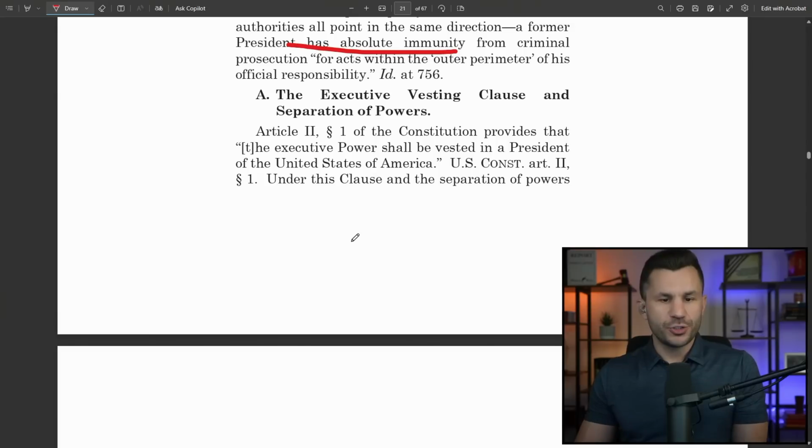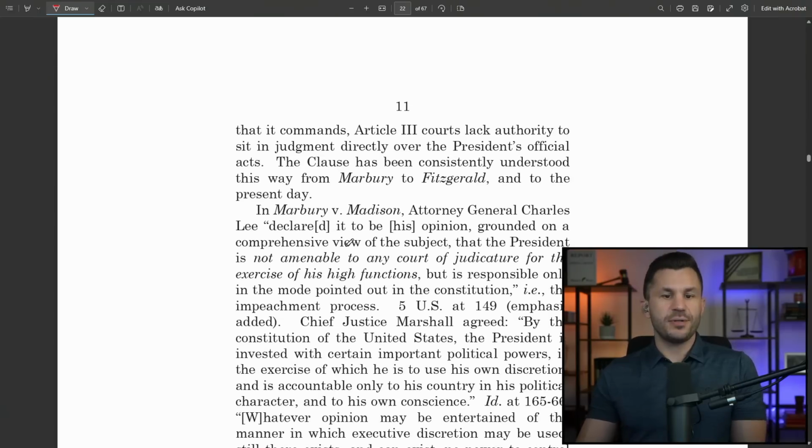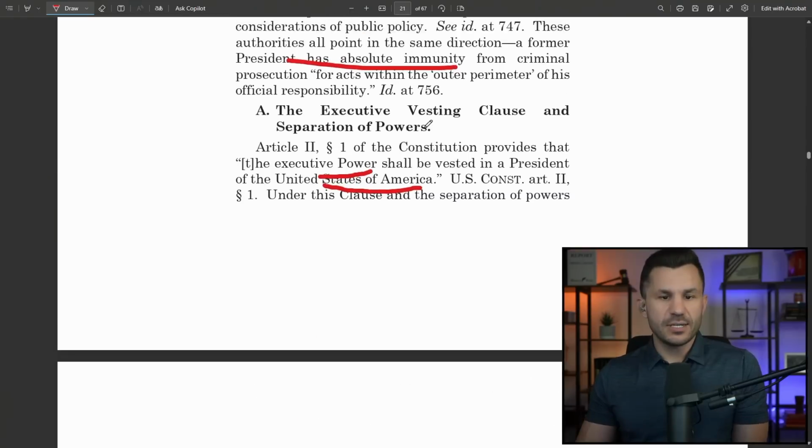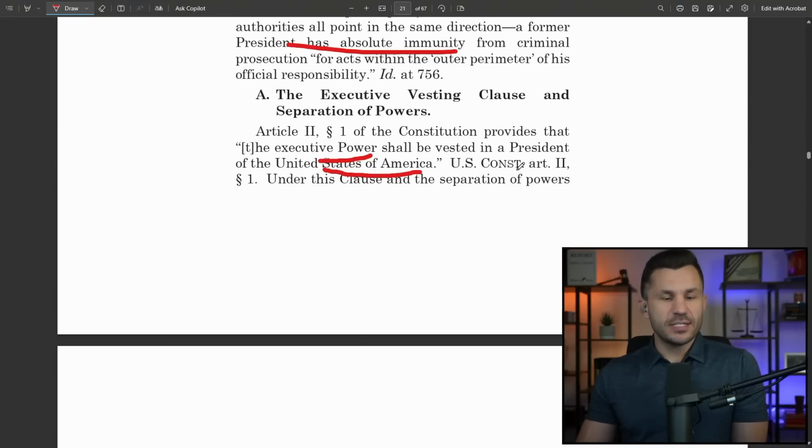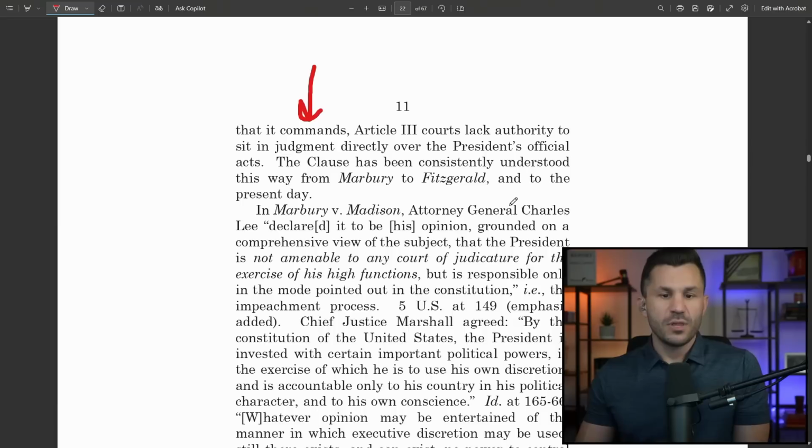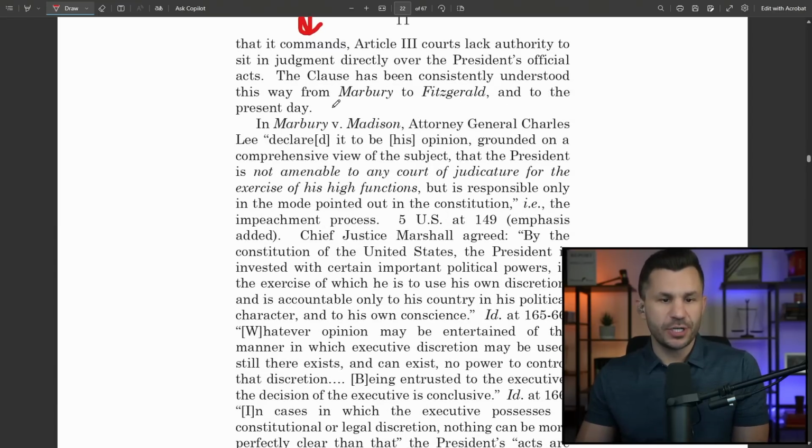How do we know? Article 2, Section 1 of the Constitution tells us, the executive power shall be vested in a president of the United States, not in Congress, not in the courts, in the president. Under this clause and the separation of powers that it commands, Article 3 courts lack authority to judge the president. It doesn't say the executive power shall be vested in a president unless the president is named Donald Trump, or unless the president tries to remain in office, then the judiciary can take over. It's not in there. This clause has been consistently understood this way, all the way back from 1803 in Marbury, all the way up to Fitzgerald, and now to the present day.